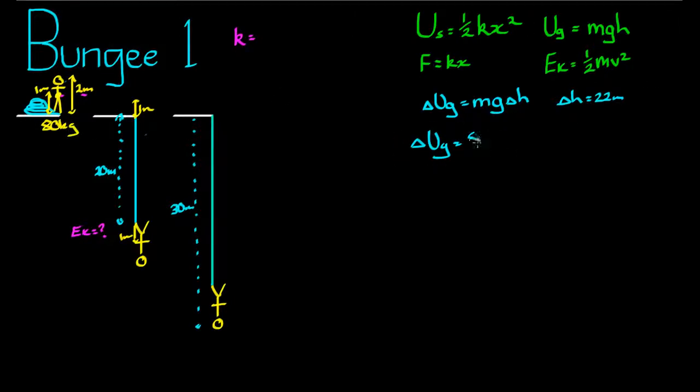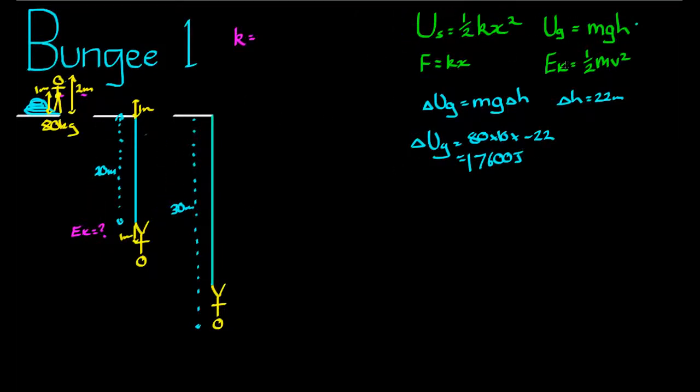Delta Ug is 80 times 10 times, well, the change in h is actually negative 22 since it's going down. So now I get an answer total of 17,600 joules. And at that point there, the spring potential is 0.